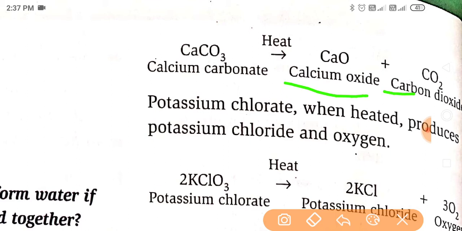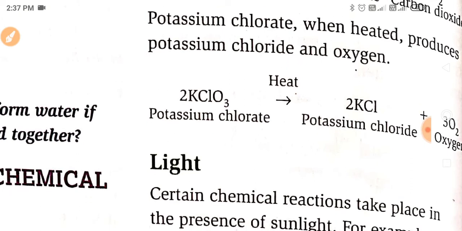Potassium chlorate, when heated, produces potassium chloride and oxygen: 2KClO3, when heated, forms 2KCl plus 3O2. Okay, if no heat is provided, it does not undergo any chemical reaction.